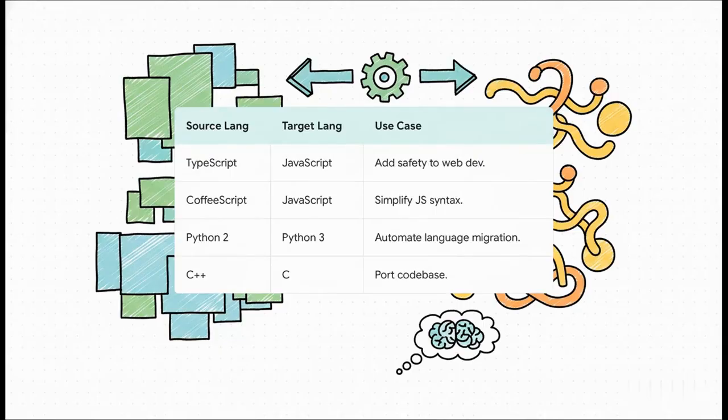And just look at how vital this is now. A developer can write code in a newer, safer language like TypeScript, and the transpiler does the dirty work of converting it into plain old JavaScript that'll run in any web browser on the planet. Or think about this. You've got a massive, ancient codebase written in Python 2. A transpiler can automatically update the whole thing to modern Python 3. In every single one of these cases, the logic, the meaning of the program is perfectly preserved, only its form is changed to fit a new purpose.